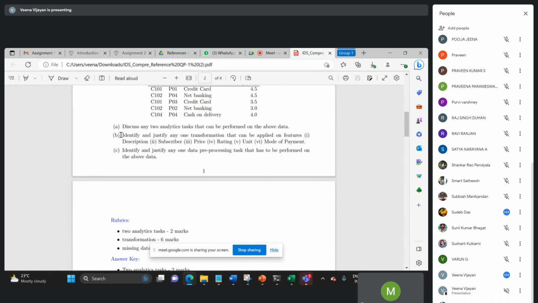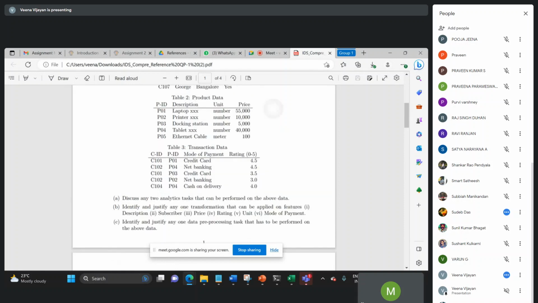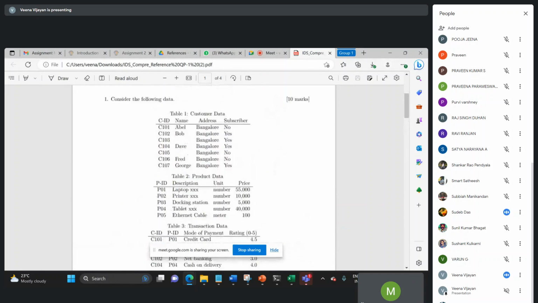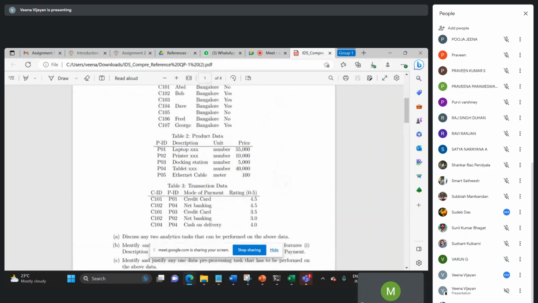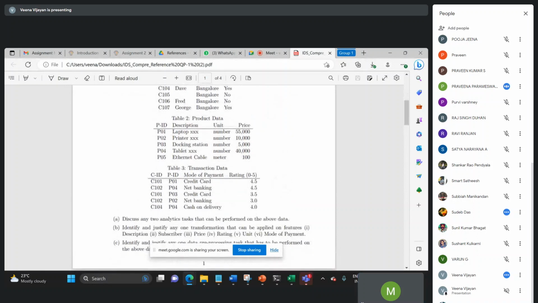Identify and justify any one transformation that can be applied on the features: description, subscriber, price, rating, unit, mode of payment. So let's take description first. Description should be text analytics. Usually you can group it. They have mentioned laptop XXXX, so that will be a number coming in. All those we can group into a single product called laptop. That label encoding will come here.